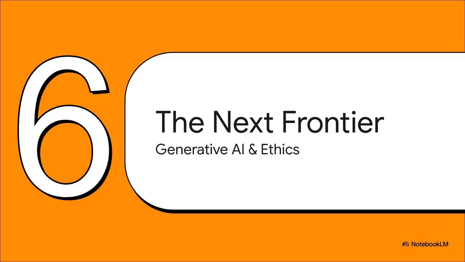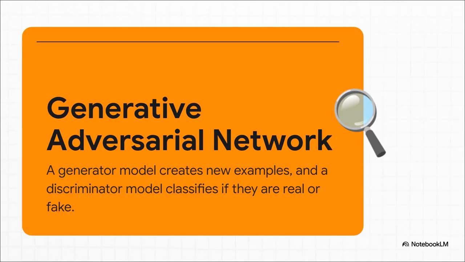So we've got the basic ideas, we've got the tools that anyone can use, but where is this all headed? What's coming next? Well, one of the wildest frontiers right now is generative AI. And a classic example here is something called a GAN. It's brilliant, really. You have two neural networks that are basically enemies. One is the generator. It's an artist trying to create fake images. The other is the discriminator. It's an art critic trying to spot the fakes. They go head-to-head, training each other until the artist gets so good that the critic can't tell the difference anymore.